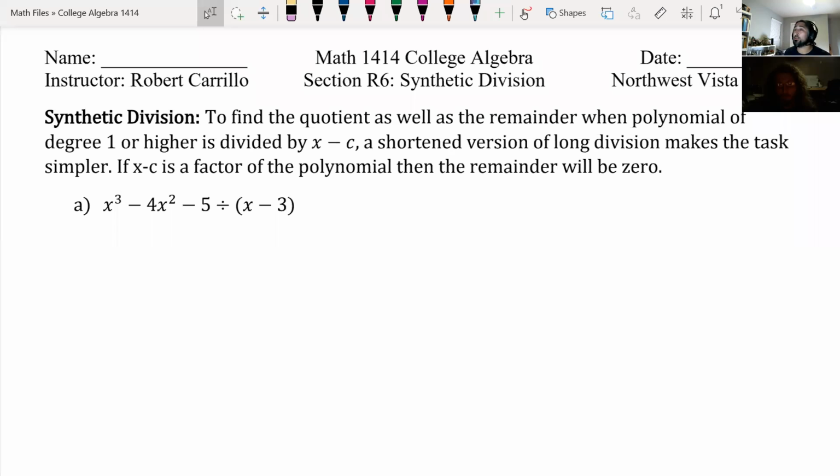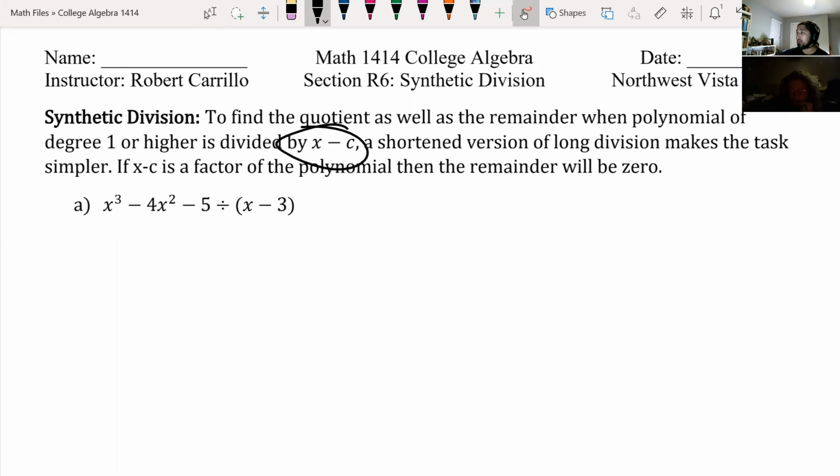The faster way to divide polynomials, but it only works if you are dividing by a linear factor. And when I say linear, I'm talking about powers or degrees. To be a linear factor means that x has to be to the power of 1. That's what it means to be linear. And linear factors are the only ones that will work in synthetic division.